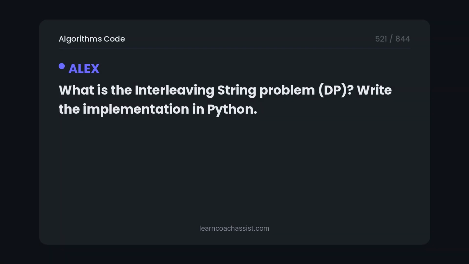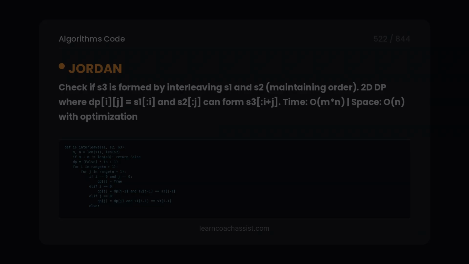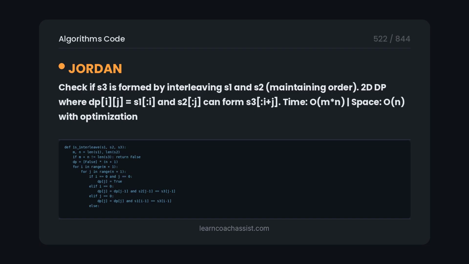What is the interleaving string problem, DP? Write the implementation in Python. Check if s3 is formed by interleaving s1 and s2, maintaining order. 2D DP where dp[i][j] equals s1[i] and s2[j] can form s3[i+j]. Time O(m*n), space O(n) with optimization.